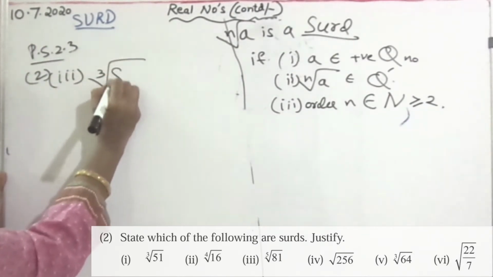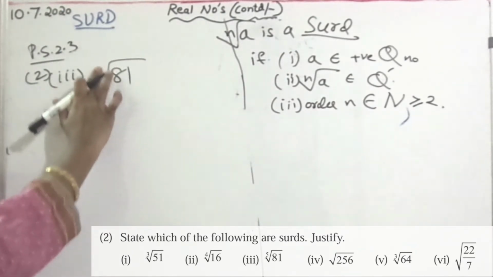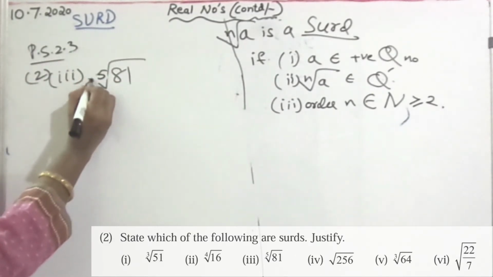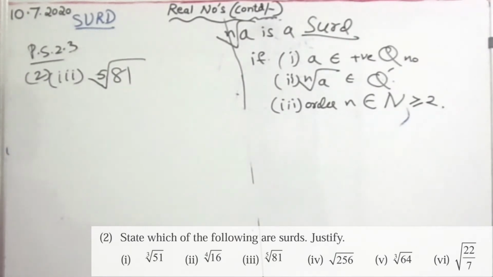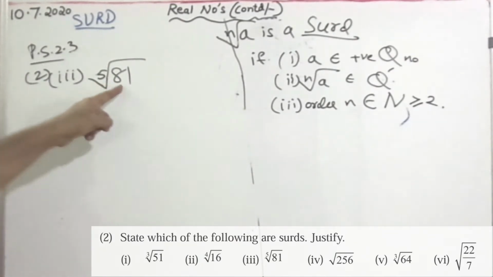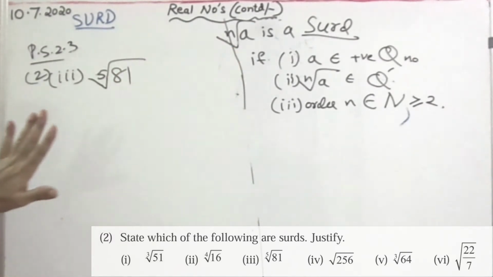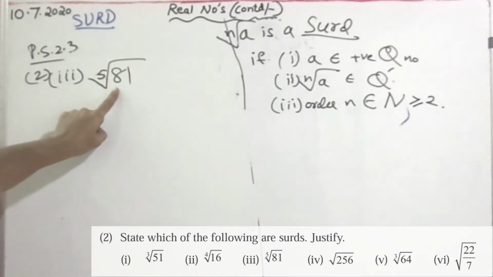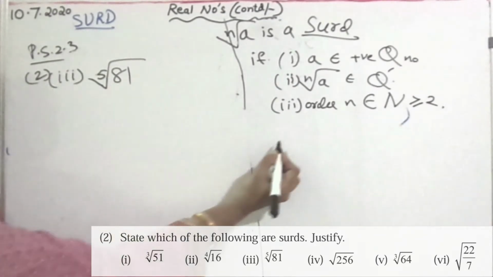Not cube root, sorry. Fifth root of 81. Okay. So what is our first step? Break 81 into factors, because the first condition is satisfied. 81 is a positive rational number. All integers are rational numbers. But now we want to find out whether the nth root of a, that root sign, can be removed. Fifth root can be removed.